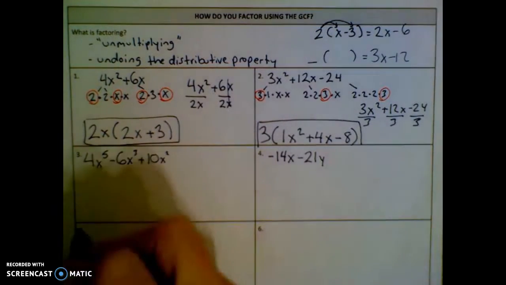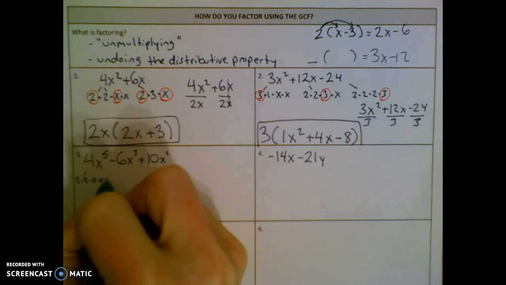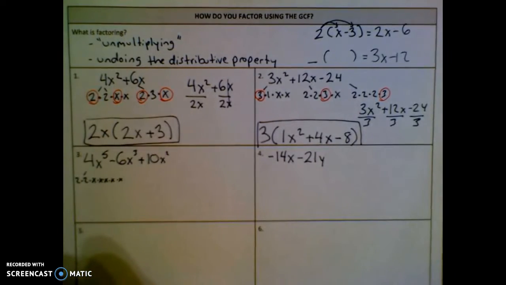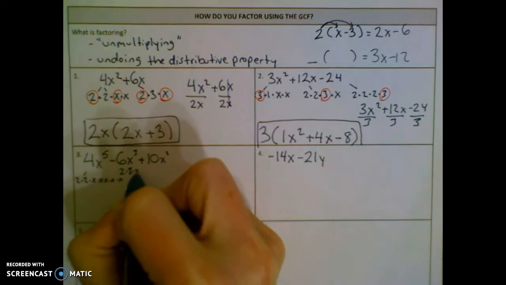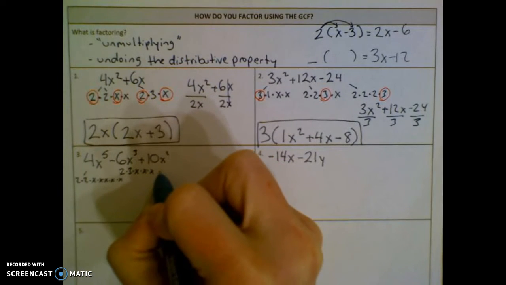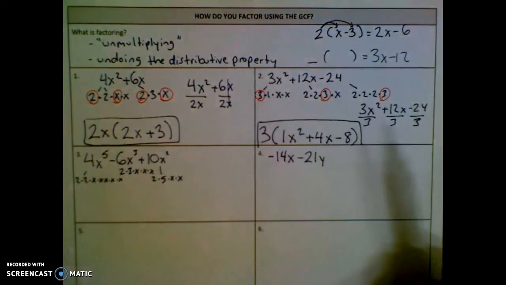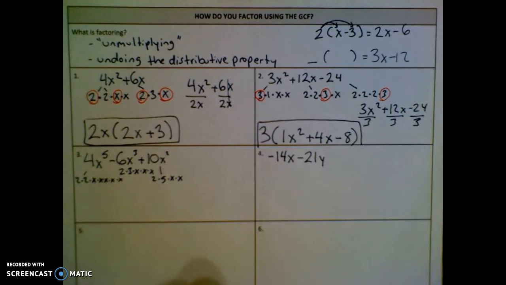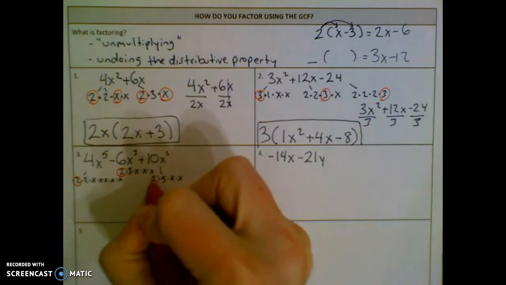So I'm going to go ahead and break this guy down. He's going to be 2 times 2, and he's going to have 5 x's. So I'm going to write that pretty small there. 6 is going to be 2 times 3, and then he's going to have 3 x's. And 10 is going to be 2 times 5, and he's going to have 2 x's. All right, going back through and looking at what they have in common, all 3 terms share a 2.